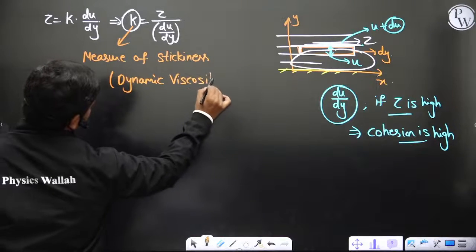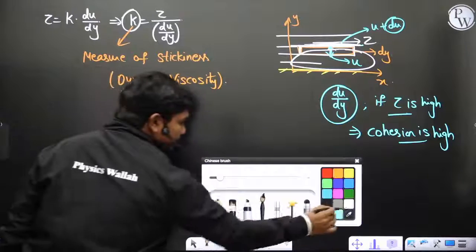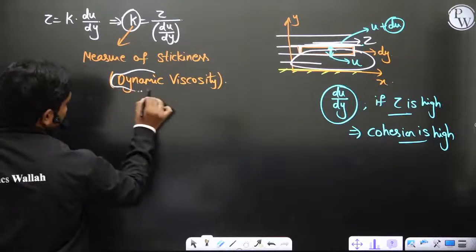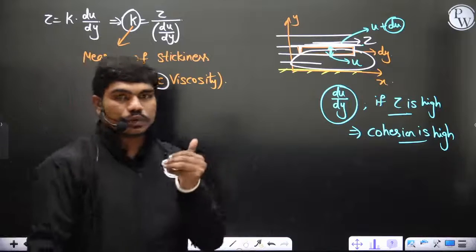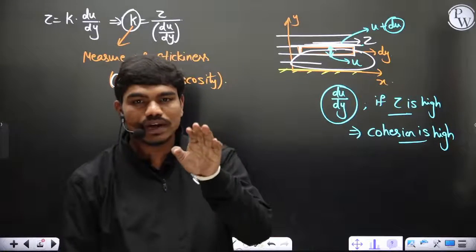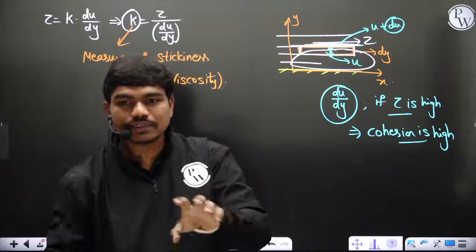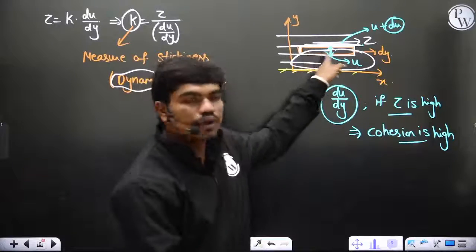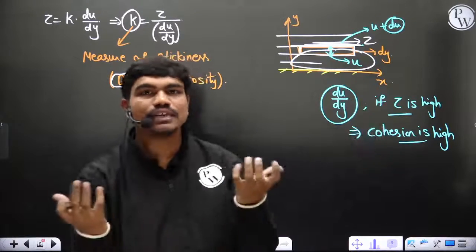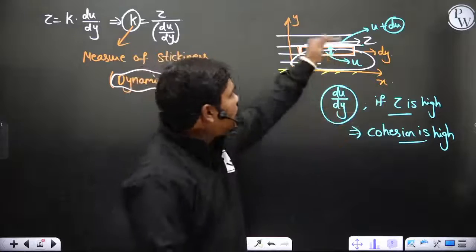Dynamic viscosity. As the name tells you, it is dynamic viscosity because you can feel this property only and only when the fluid is moving. Let us suppose the fluid is static and you are not moving any layers, then obviously they won't try to pull each other, because all the layers are at the same velocity.